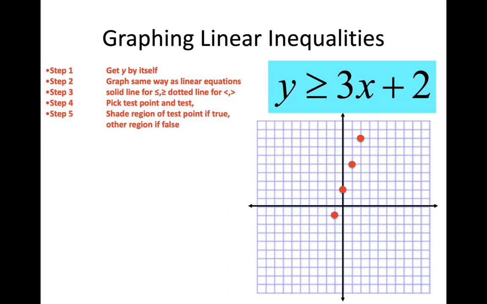We determine whether it's a solid or a dashed line, dotted line, and this one is a solid line because look at the greater than symbol. It's got a line underneath it. If it has a line, you put a line. If it doesn't have a line, you put a dash.